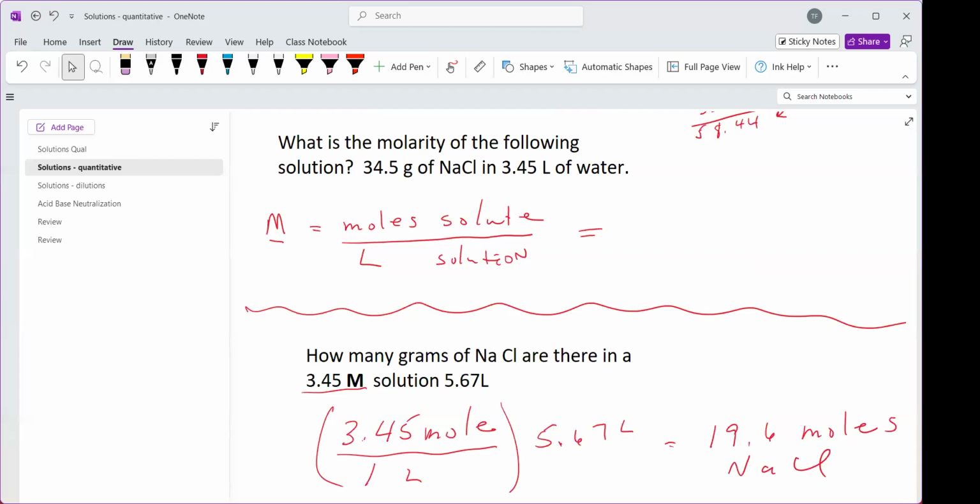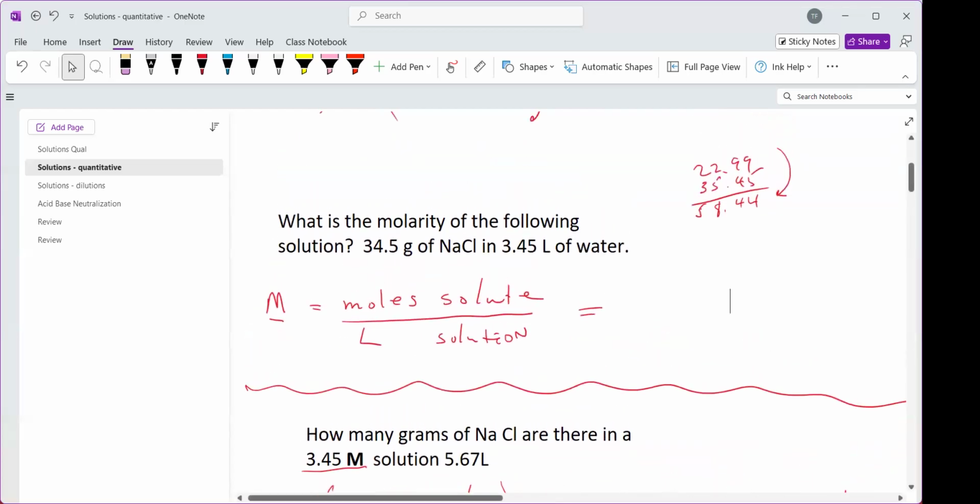Okay, first of all, we need moles of solute. What's the solute here? Sodium chloride or water? Water is the solvent. That's what you meant, right? Okay, so the solute then is the sodium chloride. So we need to figure out the moles of sodium chloride. We have grams of sodium chloride, so we need the conversion factor to go from grams to moles, which is the molar mass of sodium chloride, which is 58.44 grams per mole.